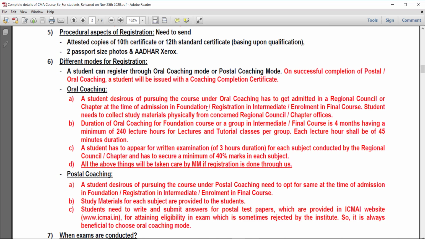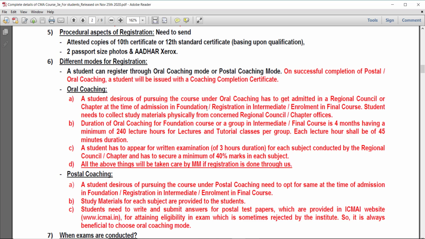A student desirous of pursuing the course under oral coaching has to get admitted in a regional council or chapter at the time of admission in foundation or registration in intermediate or enrollment in final course. The student needs to collect study materials physically from the concerned regional council or chapter offices. One who joins under oral coaching will be provided a minimum of 240 lecture hours per group at CA inter level and CA final level. The duration will be around 4 months. Students have to attend coaching classes at that particular chapter or regional council or oral coaching centers of ICMAI, so they have to attend physical classes.